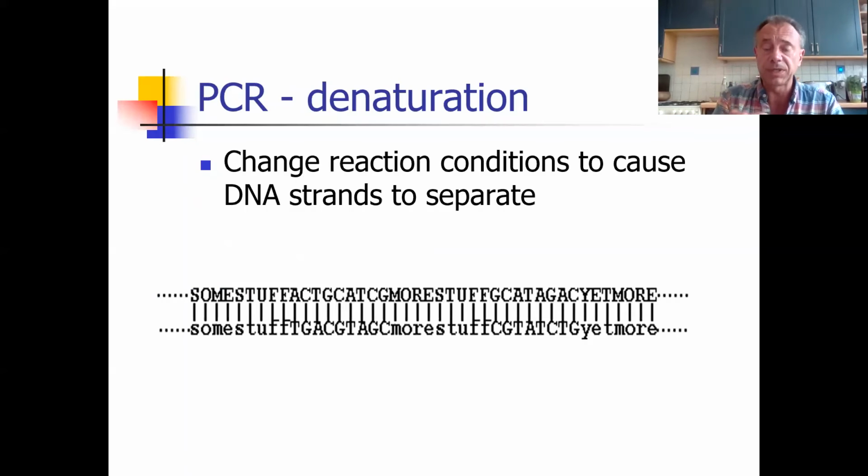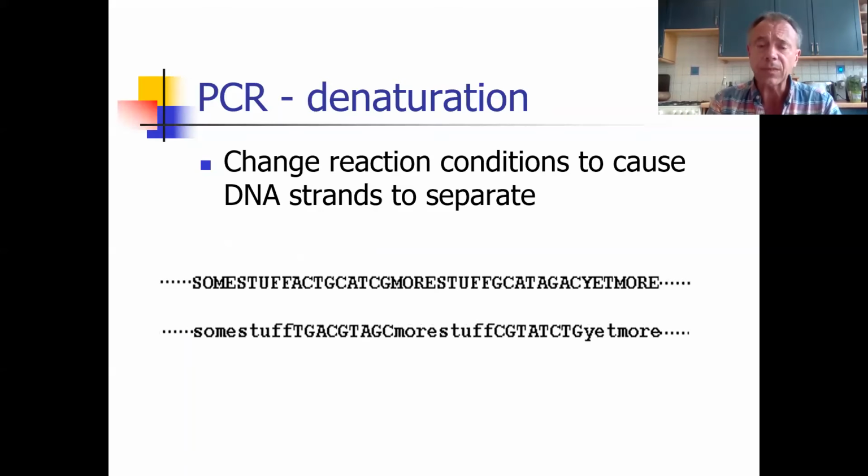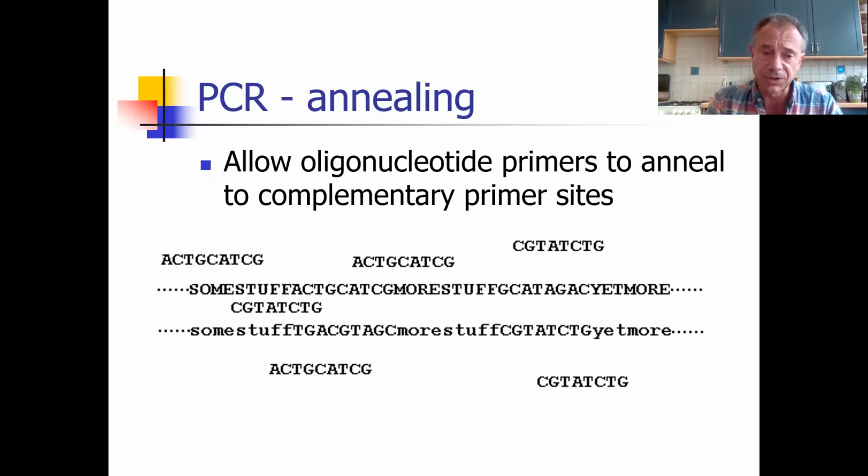So the first step of PCR is denaturation. You start with this double-stranded DNA and you do something to it. You have a reaction condition, you put it to a particular temperature, which means that the strands separate. So then you have the two complementary strands, and they're separated, and there we go. That's denaturation.